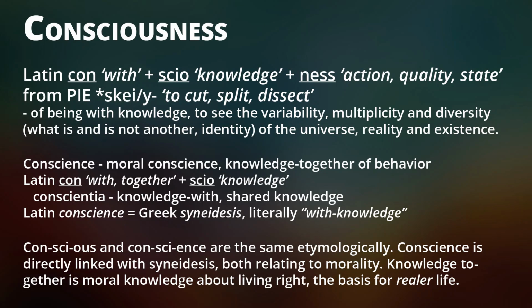So this is of being with knowledge, to see the variability, multiplicity, and diversity, what is and is not another. It's about identity. So the variability, multiplicity, and diversity of the universe, reality, and existence. If you didn't cut, split, and dissect the things in reality, or if reality itself wasn't already cut, split, and dissected into the variability, multiplicity, and diversity of all the things that exist as identifiable things in themselves, that's what identity is, then you would have no knowledge, because everything would be one thing. There wouldn't be variability, multiplicity, and diversity.